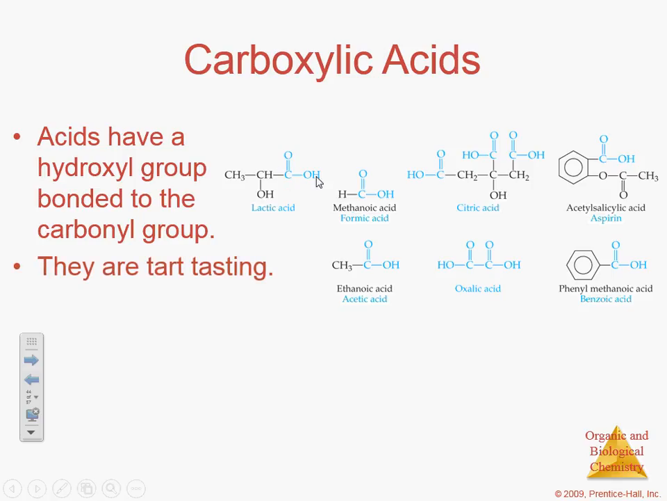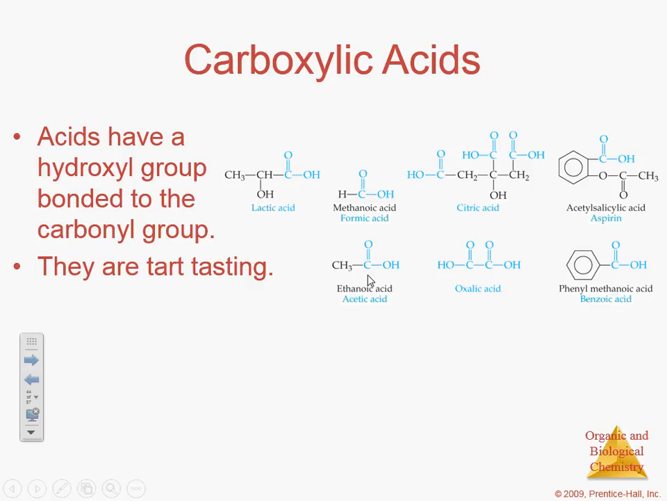They are tart tasting. So a lot of these form acids which are tart. For example, citric acid is probably the tartest of all the acids. I don't know if tartest is a word, but we're going to go ahead and use it. Acetic acid right here, that's vinegar. Aspirin itself is very tart. If you'd ever bitten into an aspirin, it is very tart. So these carboxylic groups are very tart tasting.